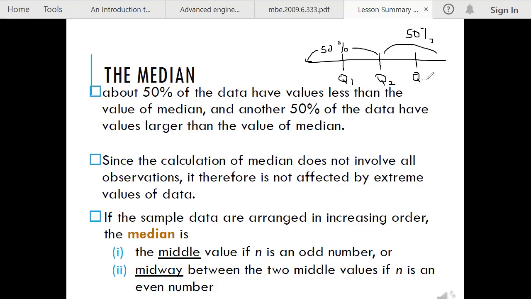Good. So we looked at the calculation of the median in the context of the general formula for finding quartiles, because we said the median is the second quartile, which means we can make use of the general formula for finding a quartile.